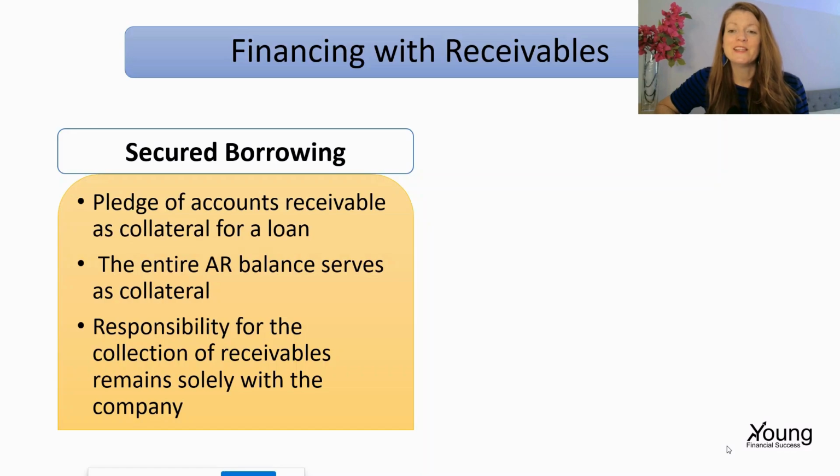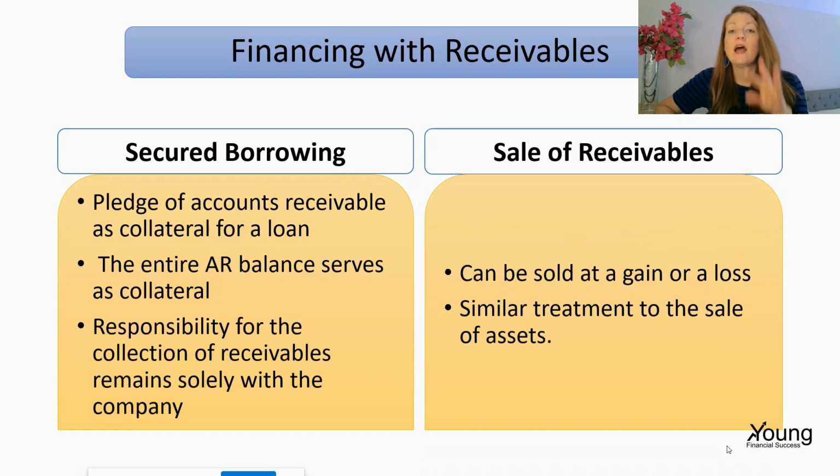And we're going to look at a few different ways that this can happen. If they do it this way, their entire accounts receivable balance will serve as collateral, so they could come after everything. But the company, like Hillbilly Hairdressers, is still responsible for collecting those receivables. So it's not shifting to a collection company in this case. Now, they can sell their receivables.